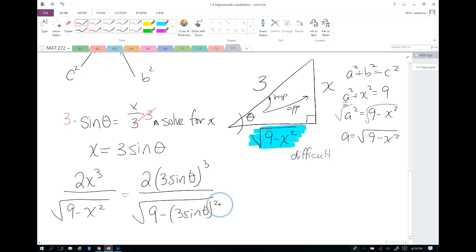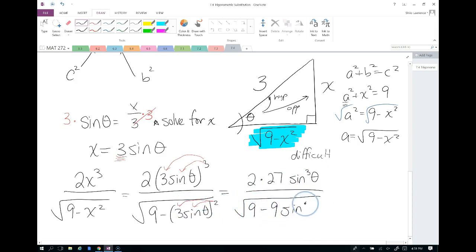Now be careful when you do this because we're almost always going to have a coefficient. And if there are any powers being applied to your x, they not only are going to be applied to your trig function, but also your coefficient. And that's a common mistake that I see in these problems. So now I'll apply those exponents. So 3 cubed is 27, and then sine cubed over the square root of 9 minus 3 squared is 9, and then we have sine squared. So I've got 54 sine cubed over the square root of 9 minus 9 sine squared.